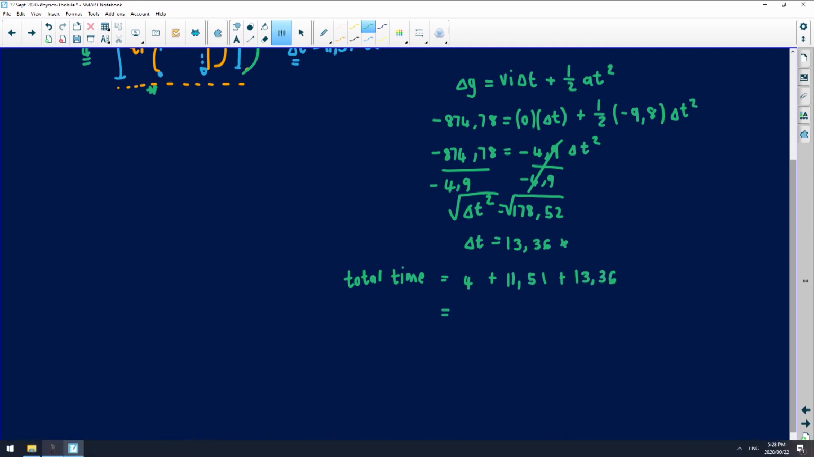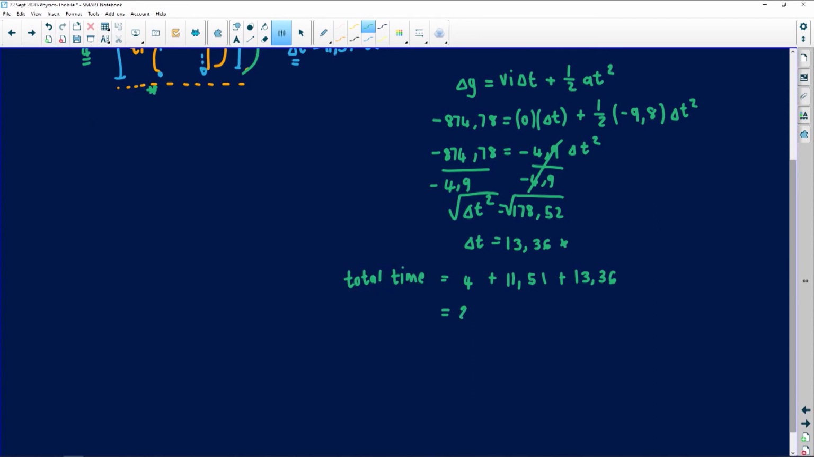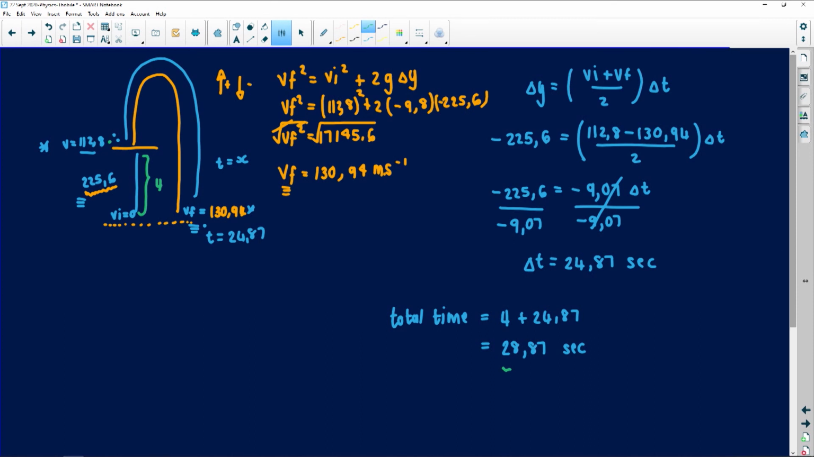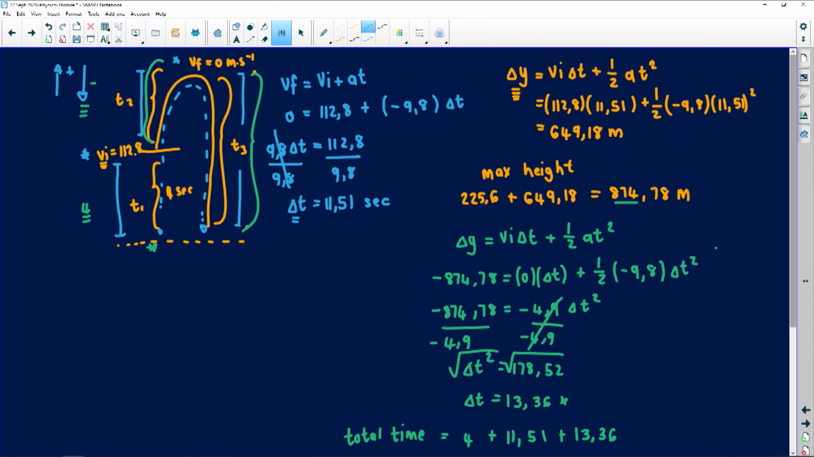Let's put that in a calculator. Let's see if we get the same thing. So I'm going to say 4 plus 11.51 plus 13.36. And then, voila, we get 28.87. And then that's delta t. The SI unit for time is seconds. Just want to go to the previous slide to see if we also got 28.87. Yay, we also got 28.87 on this side. And then we also get 28.87 on this side.